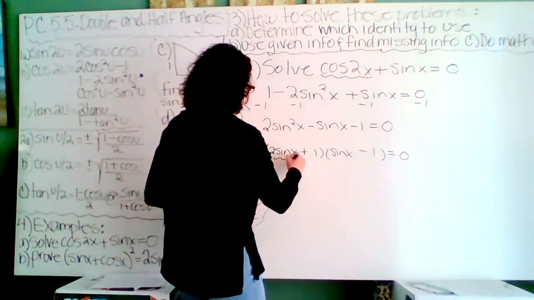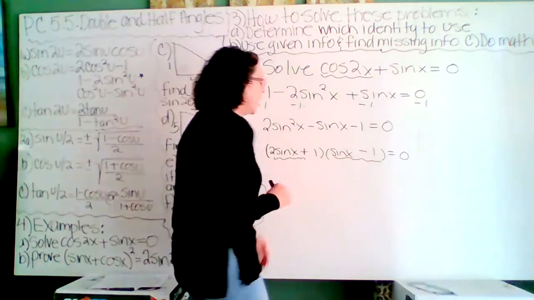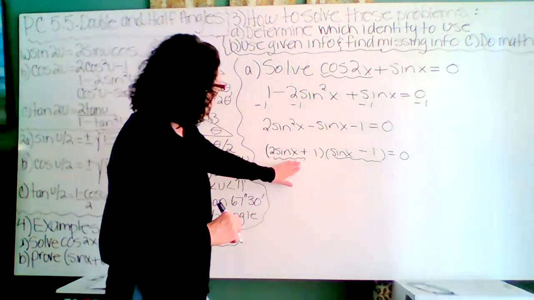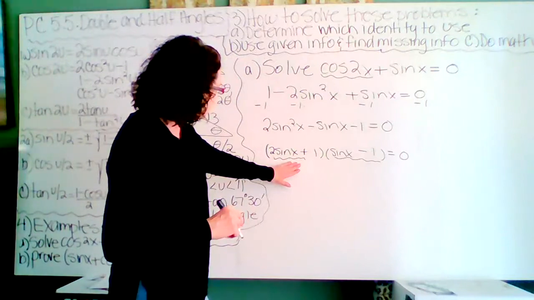Now I'm going to set each factor equal to 0. And if it's okay with you, I'm going to do a little numeric work also, right? So 2 sine of x plus 1 equals 0.